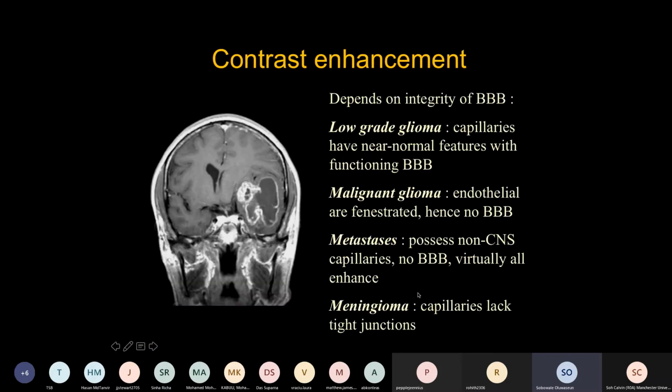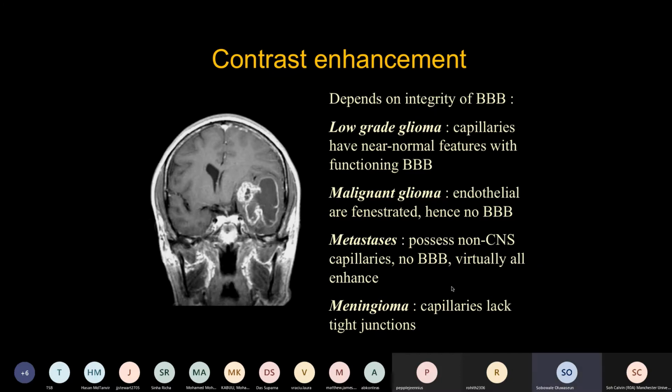Okay? So, contrast enhancement. In the brain, there's a blood-brain barrier. So whether something enhances or not depends very much on the integrity of the blood-brain barrier. In low-grade gliomas, the capillaries are quite near normal, with a functioning blood-brain barrier. In malignant glioma, the endothelial cells are fenestrated, there's no blood-brain barrier. Metastases possess non-CNS capillaries, so there is no blood-brain barrier, and most of the time they enhance. But I've seen metastases that do not enhance, so you've got to be very careful. These are not common, but they can occur.